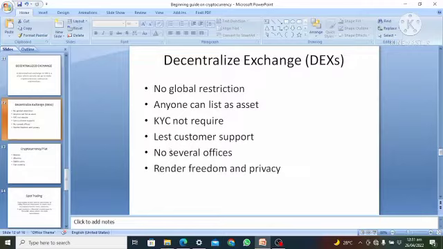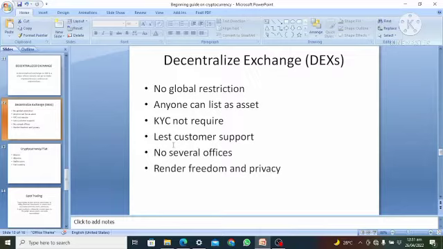Next is less customer support. The customer support is very poor in decentralized exchange. If you have an issue in a transaction, it may lead to the complete loss of your money, your capital. There's a possibility of losing the whole of that money. So that is why there is less customer support.